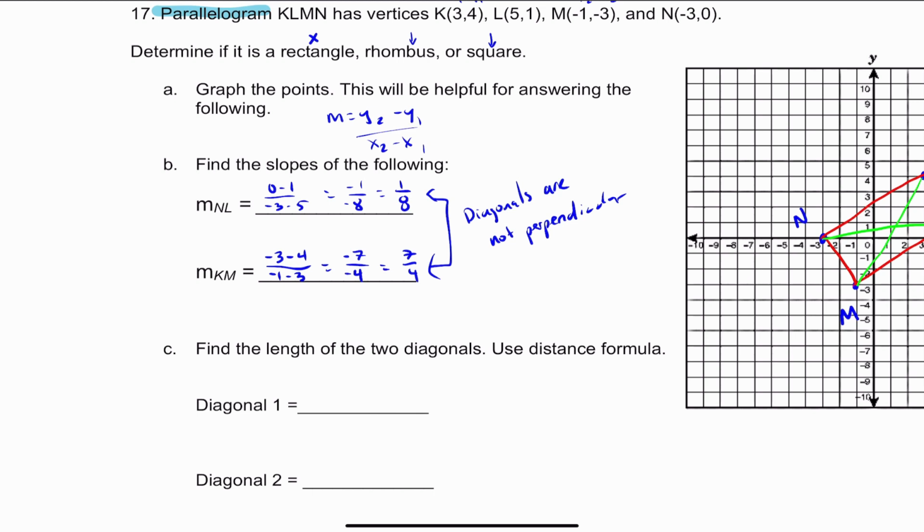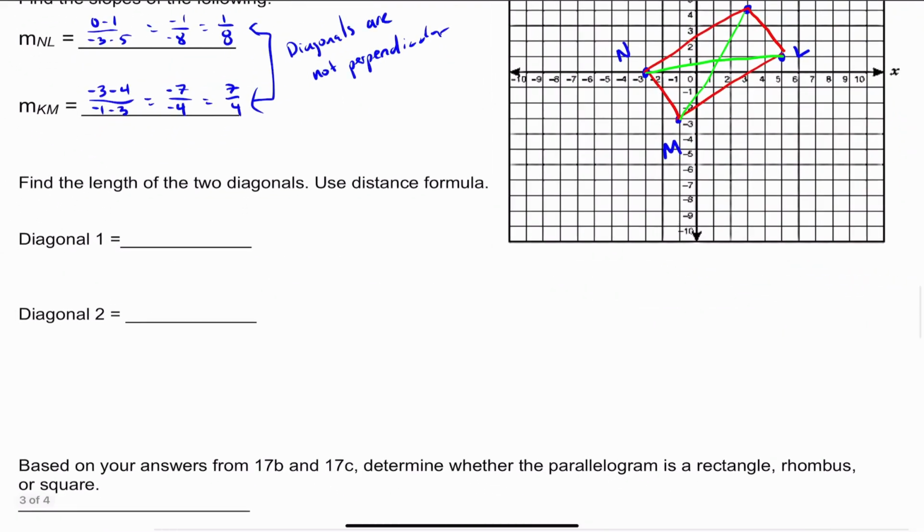Okay? And yes, on the test you're going to be given these two-step processes. Okay? So, distance formula. I'm going to calculate the diagonals using the distance formula. Hopefully you do remember the distance formula. If not, we'll give it to you. Anyways, you just need to know how to plug it in and put it in your calculator.